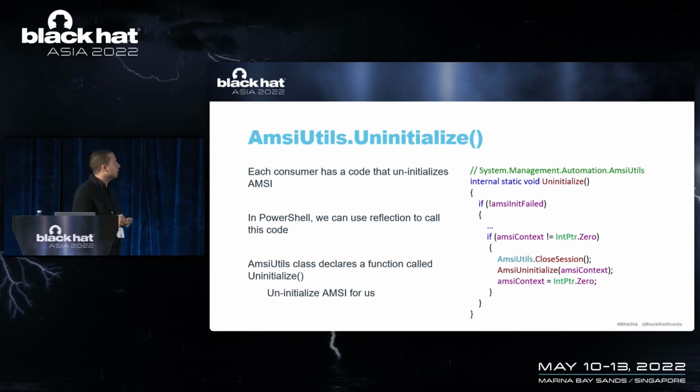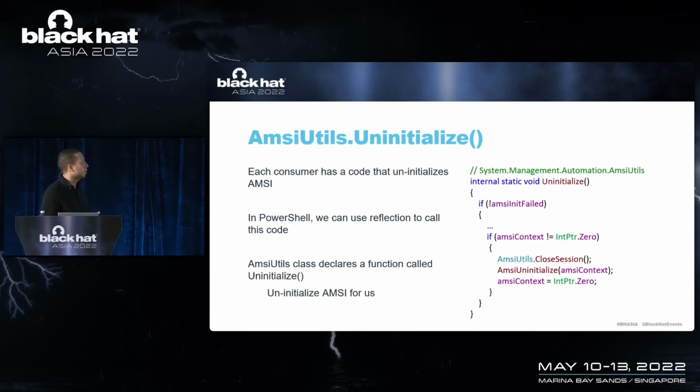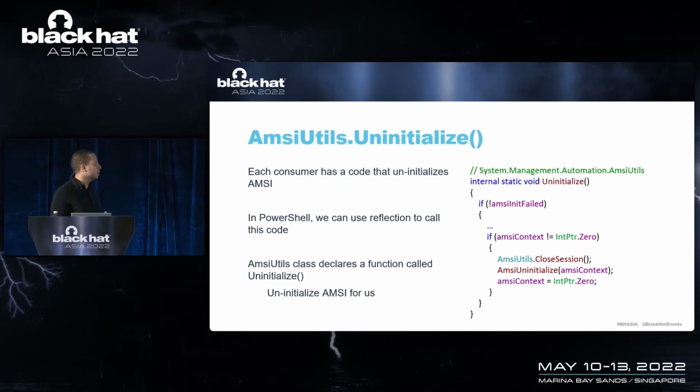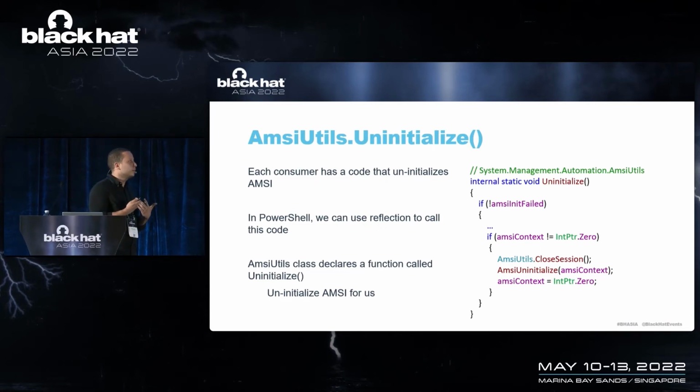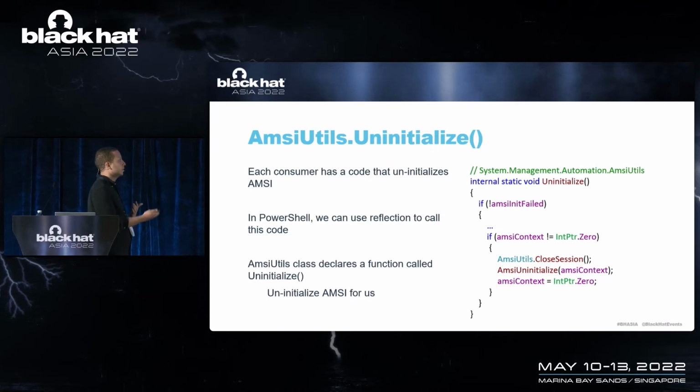Another option we can take is to look better at the consumer. Each consumer has code that uninitializes AMSI for us. In PowerShell, we can use reflection to call this code. So if we take a look at the AmsiUtils class implemented by PowerShell, we will see a function named Uninitialize. This function is going to take the AMSI context that was initialized first and call AmsiUninitialize with this specific context. So basically, it's going to uninitialize AMSI for us without us needing to provide the AMSI context to the AmsiUninitialize export.